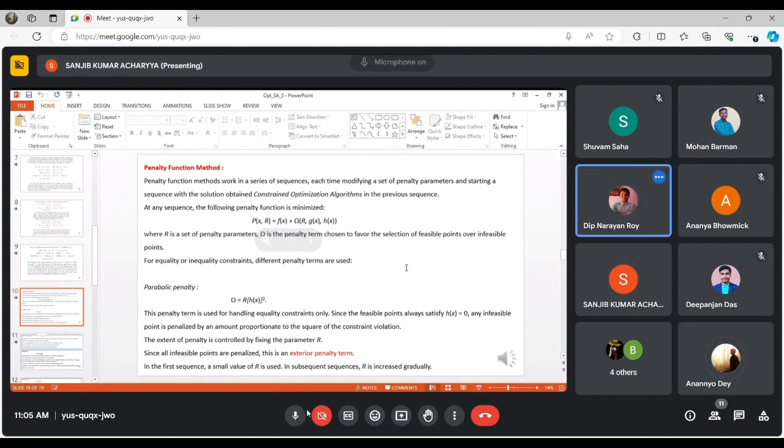Yes, sir. Whether h(x) is positive or negative, in both cases it should generate a positive term. Am I right or not? Yes, sir. But in the case of an inequality constraint, suppose g(x) greater than or equal to 0, only when g(x) is less than 0 should it penalize.